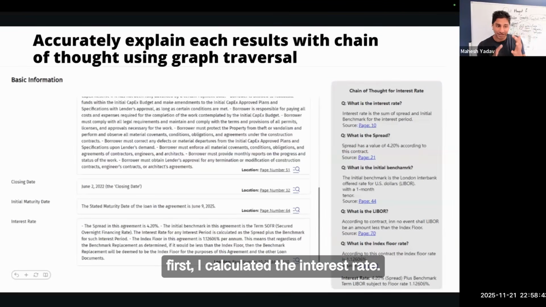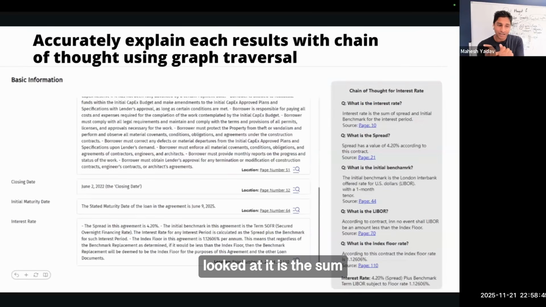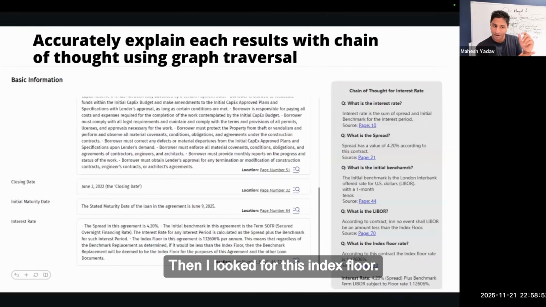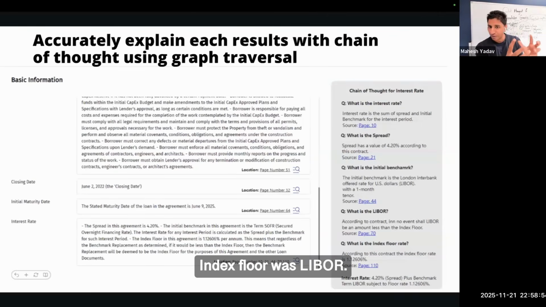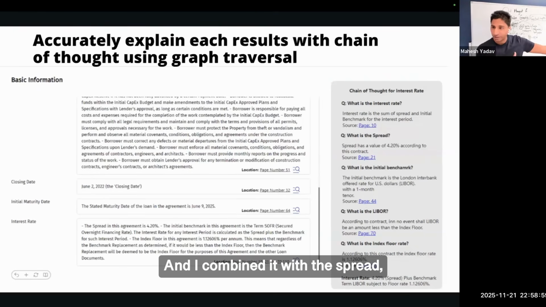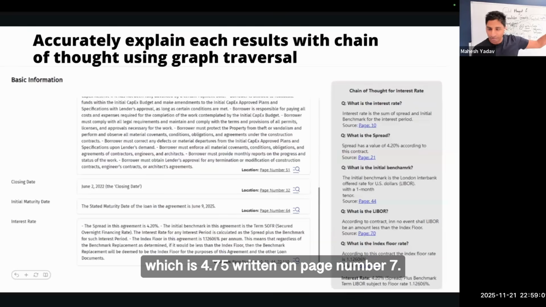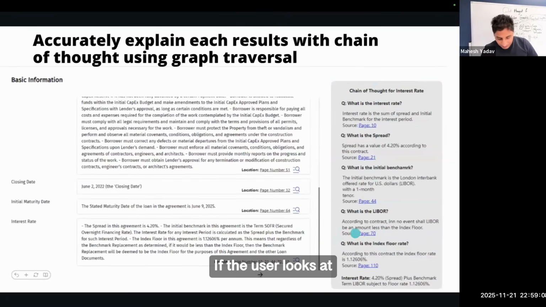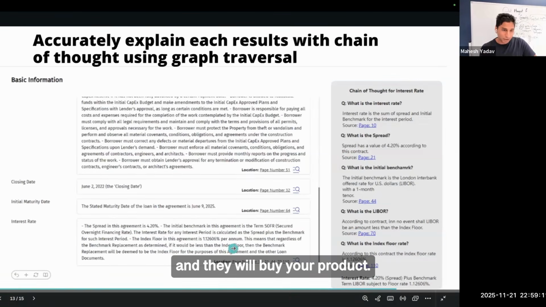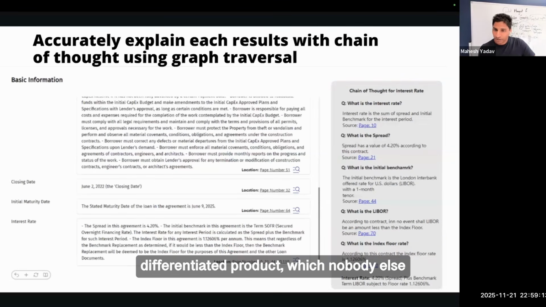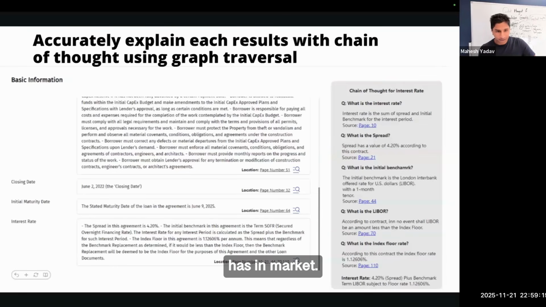Which is: first I calculated the interest rate. To calculate the interest rate, I looked at it as the sum of spread and base rate. Then I looked for the index floor. Index floor was LIBOR. Then I looked for the index floor's base rate, and I combined it with the spread, which is 4.75, written on page number 7. And then you can give this explanation. If the user looks at it, they will trust you and they will buy your products. And you have a differentiated product, which nobody else has in the market. And then hopefully this law firm will one day buy you. So that was the case study.